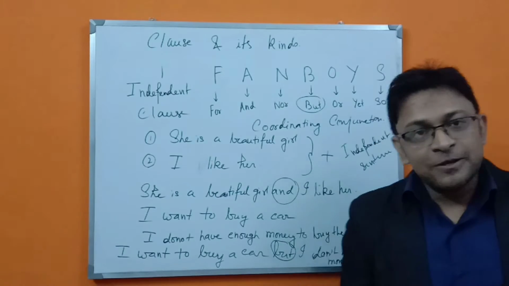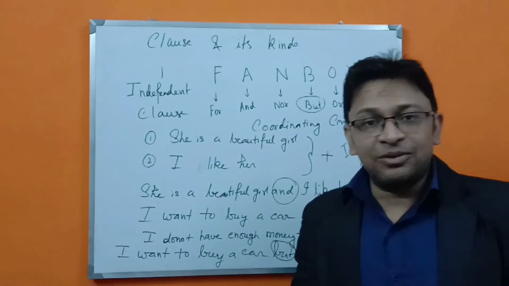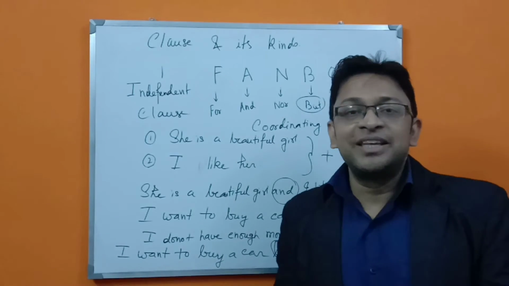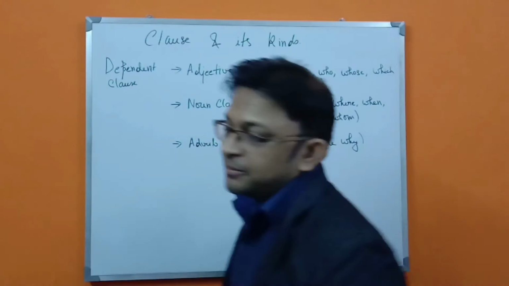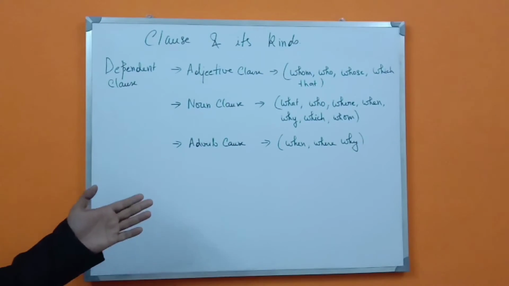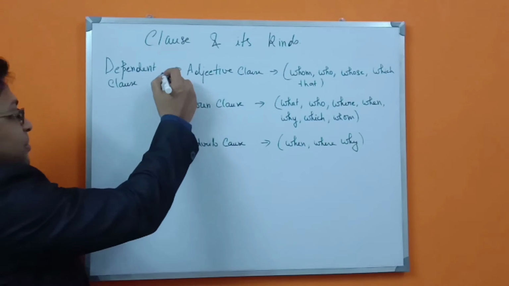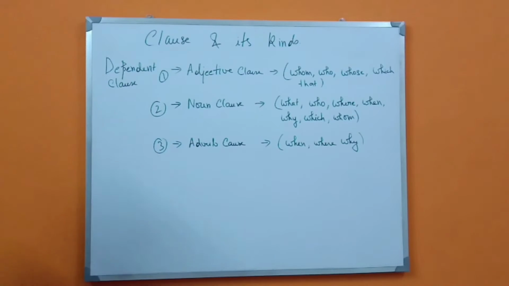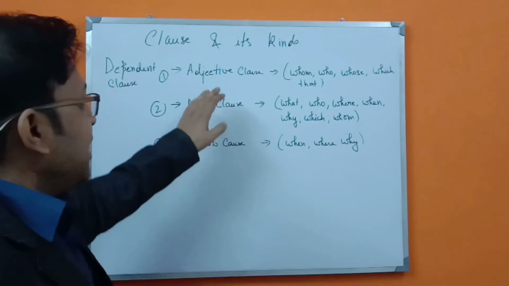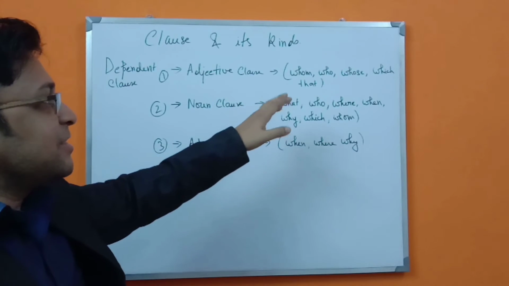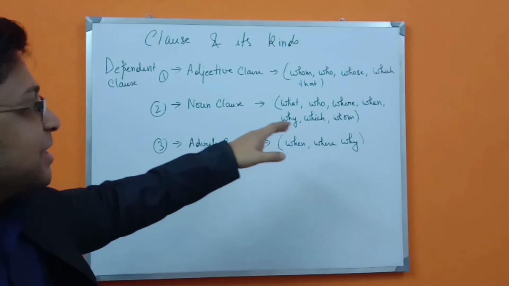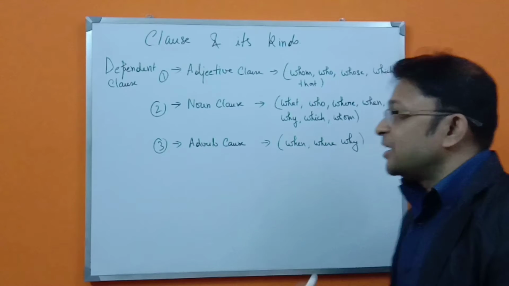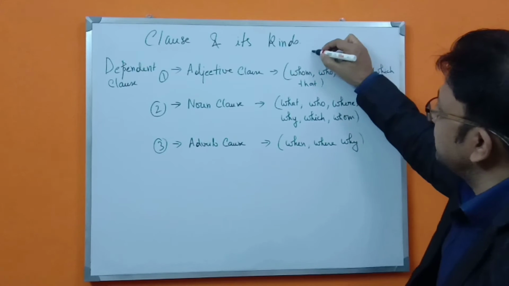So now let's go to the dependent clause. Those three things: the adjective clause, the adverb clause, and the noun clause. Let's see what they do to our sentences. Number 1, adjective clause. Number 2, noun clause. Number 3, adverb clause. You have to remember something. Adjective clauses use subordinating conjunctions like whom, who, whose, which, that. They can also be called relative pronouns.